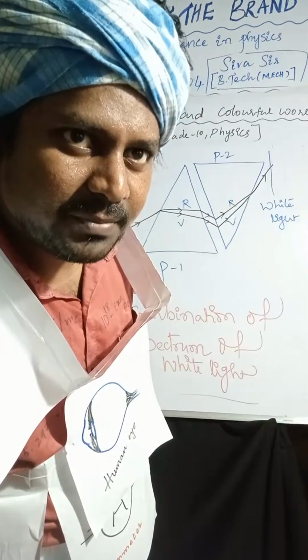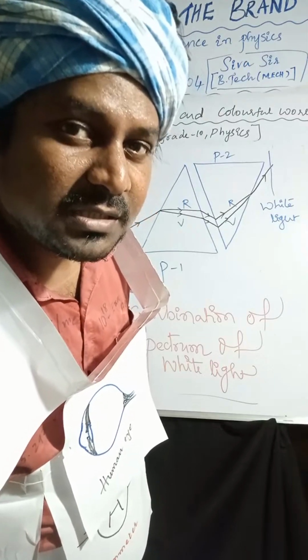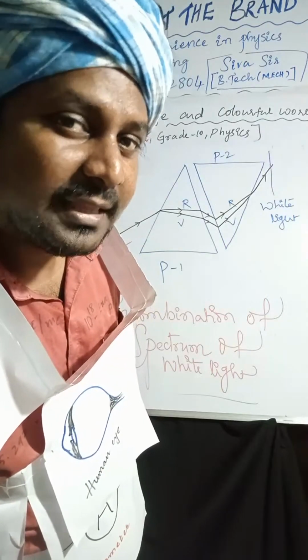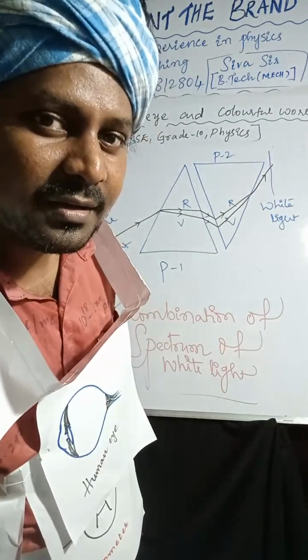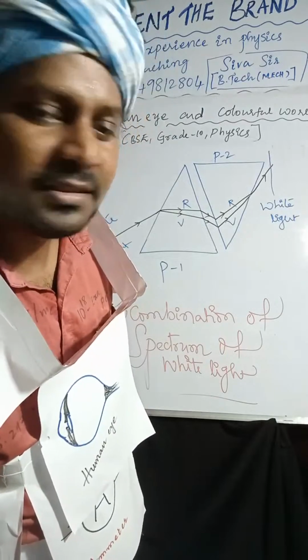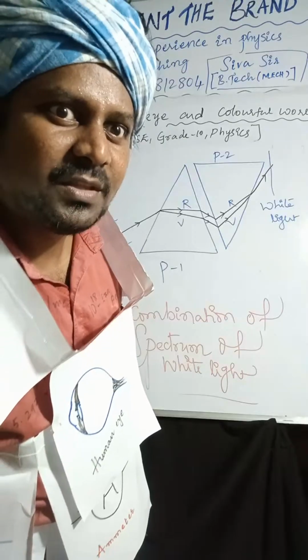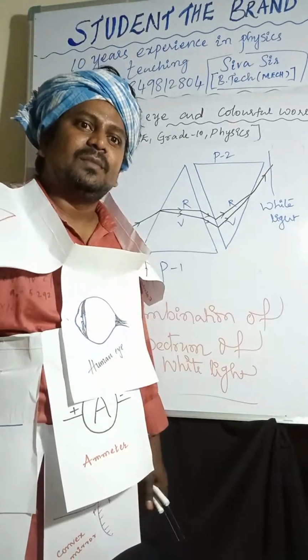The second prism must be placed in an inverted position. Then only we will get the white light. Otherwise, we won't get it. Yes or no? Keep this in mind.